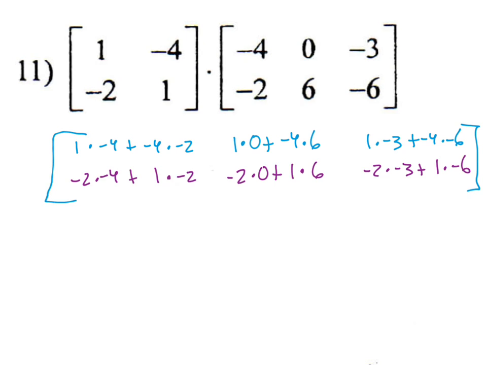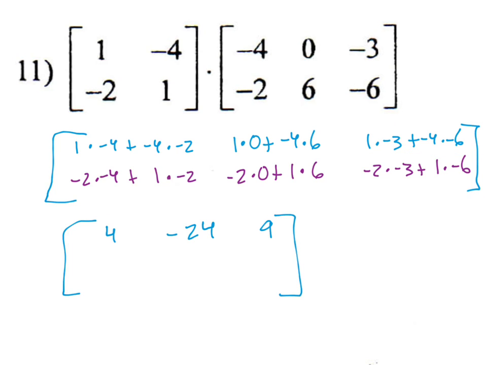So I wrote all those out, and now I can simplify. This has 2 rows and 3 columns, so it has 6 entries. I'm going to simplify each part of these. Let's see, that's negative 4 plus 8, which is going to be 4. This one's going to be 0 plus negative 24, which is negative 24. This is going to be negative 3 plus 12, which is going to be 9.